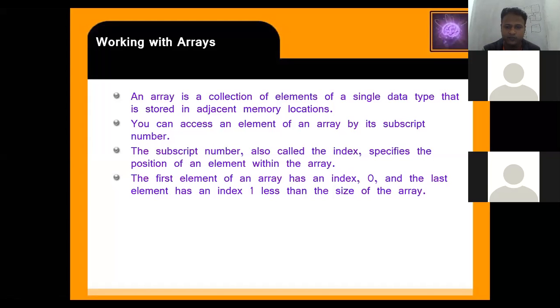Clear? Yes, sir. It is called the array index number or subscript value. This is called the array index. So this is called the index number, or you can call it the subscript value. This is called the index number or subscript value.